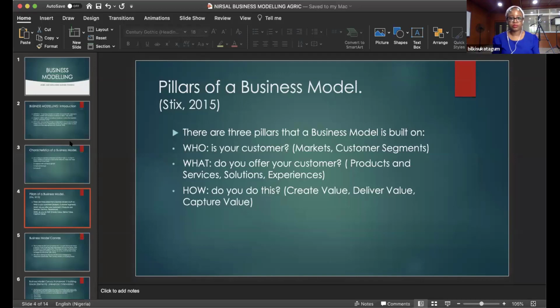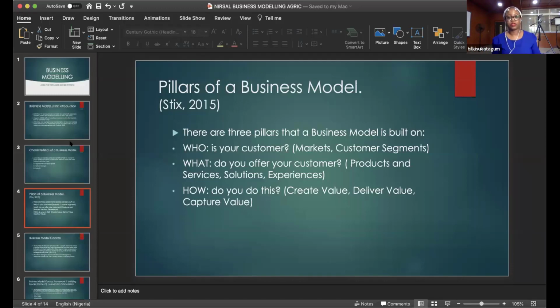So these three aspects are actually the pillars of the business model. These are the three things that it stands on that makes you what it is. So your business model has to consist of all three aspects of it. You can't leave one. Leaving one will mean the two other ones, there's no point.